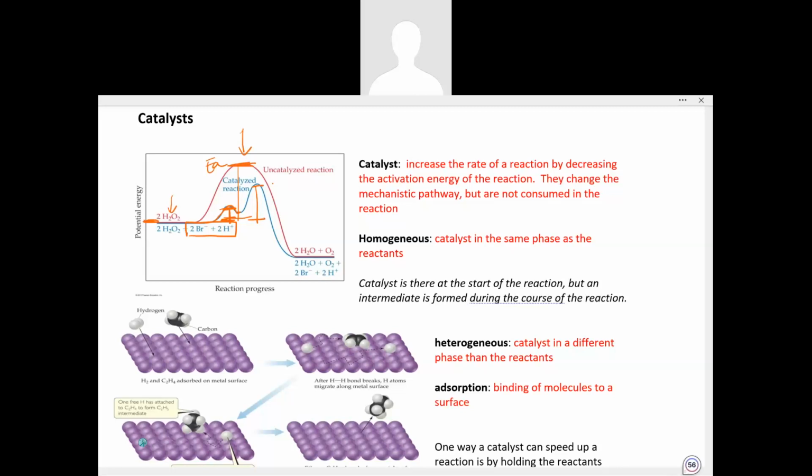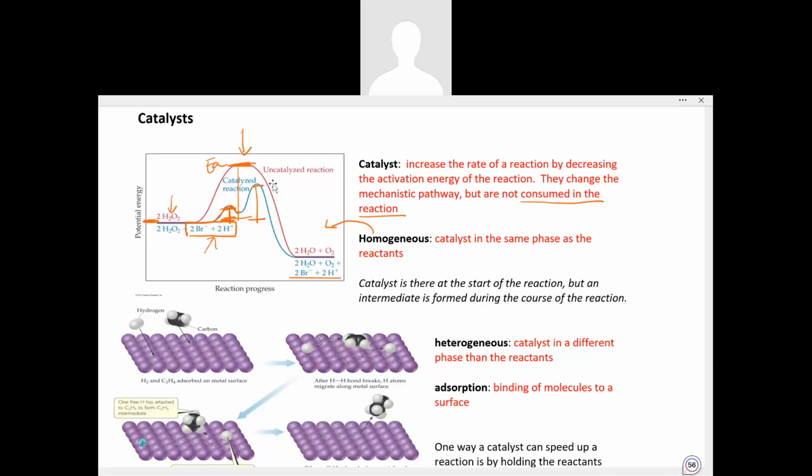And this is an example of what we can refer to as a homogeneous catalyst, because the reagents here and the catalyst are both in the same phase. So everything here is aqueous phase, they're in solution. And also notice that the catalyst is not consumed in the reaction. So it's returned over here on the product side, what was entered in on the reactant side.